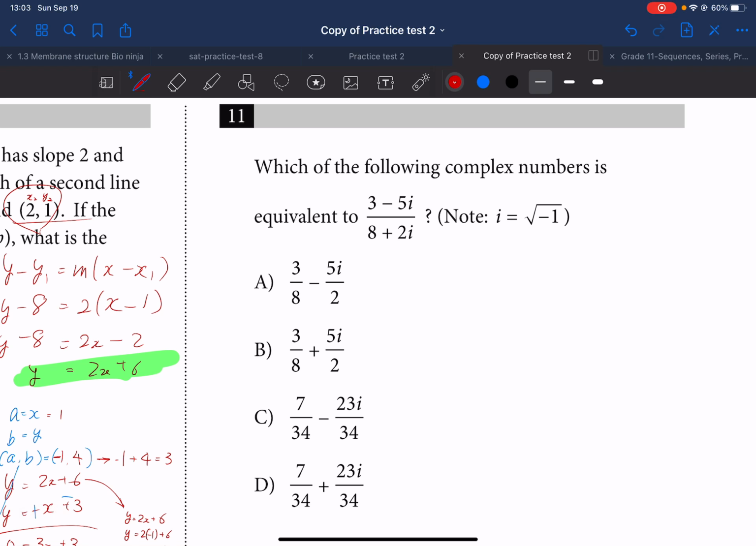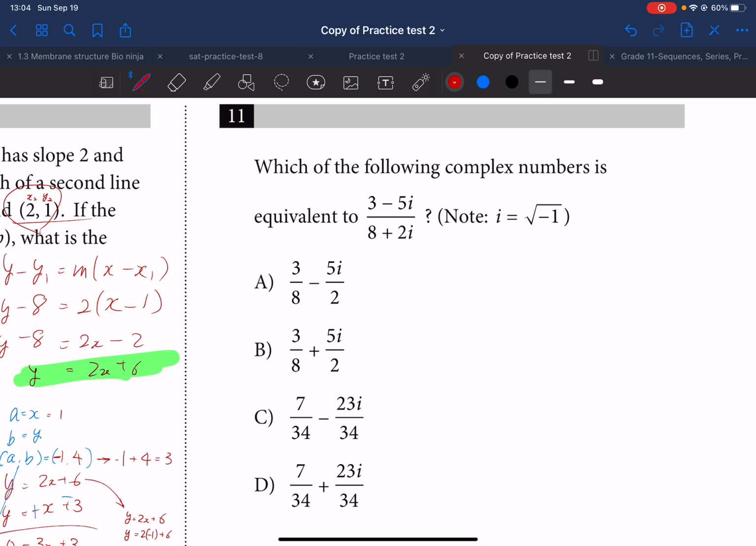Hello everyone. Question 11. Which of the following complex numbers is equivalent to this expression? Okay, so now, complex number, we're going to use the complex conjugate. Whenever you have a situation where you have two terms in the denominator, and out of those two terms, one of them is either an i or a radical, you want to use this method. The conjugate is the same thing as the denominator with the opposite sign.